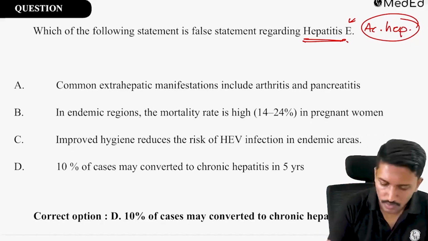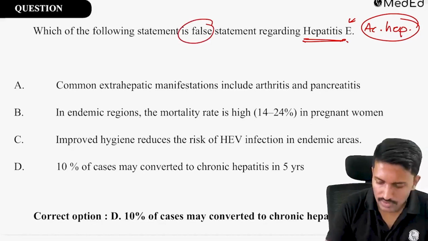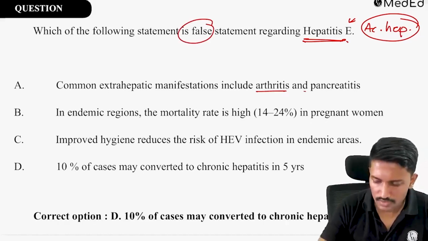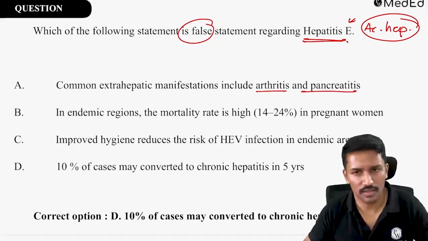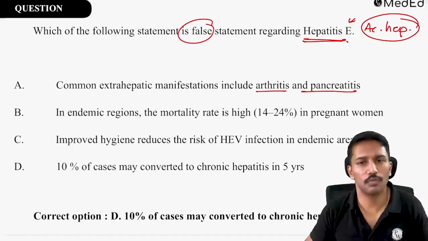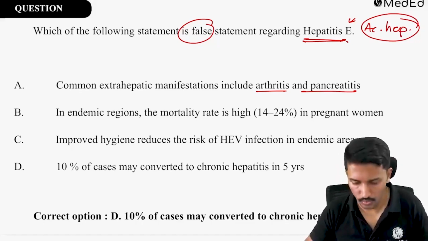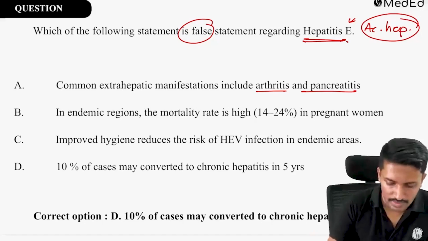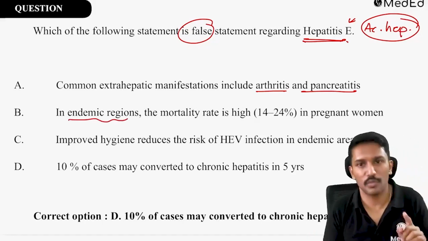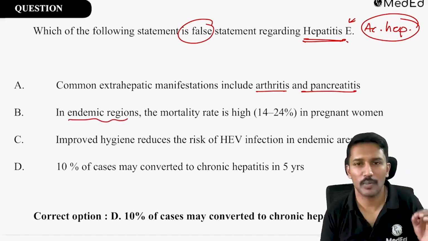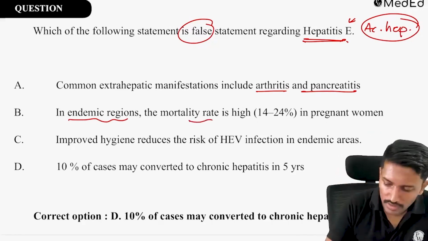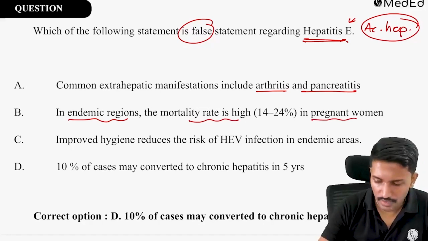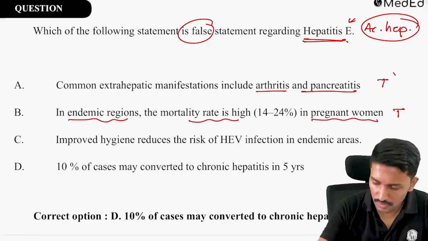Now let us look at the statements. They are asking for the false one. Common extrahepatic manifestations include arthritis and pancreatitis. Most viral hepatitis comes with arthritis. They have a risk of milder degree of pancreatitis, so I wouldn't count that as false. In endemic regions, remember India is endemic. In India, hepatitis E is much more common than hepatitis A. The mortality rate is high, especially in pregnant women. This is true. The first statement is true.